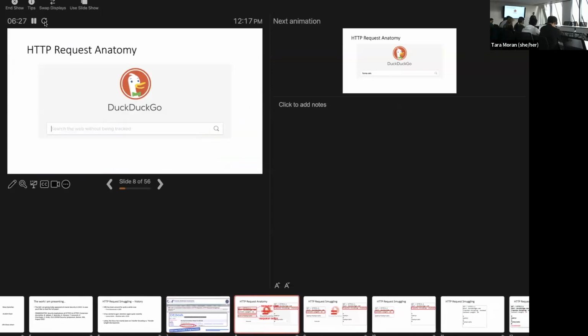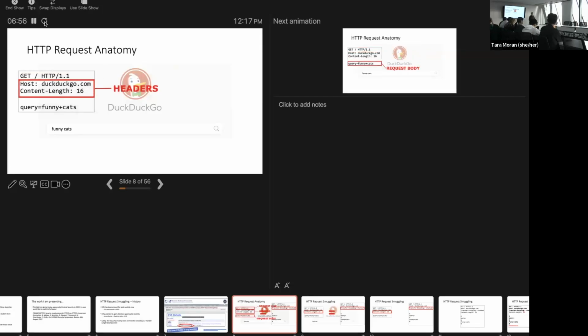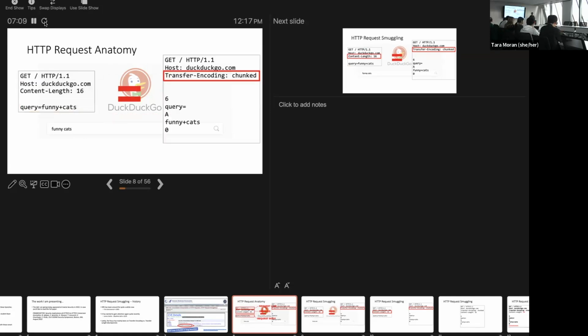If you look at the HTTP request anatomy, if you go to DuckDuckGo or google.com and you type in funny cats, what happens? Your browser converts this to an HTTP request, and the request might look something like this. It says GET / HTTP/1.1. You have some headers. You have the content length, which is 16. And you have the data, which is this query string that you've typed, right? And this would then be forwarded. In any case, you have the request line, the request headers, and the request body. All these things are sent to the server, which will process it and respond back to you, right?